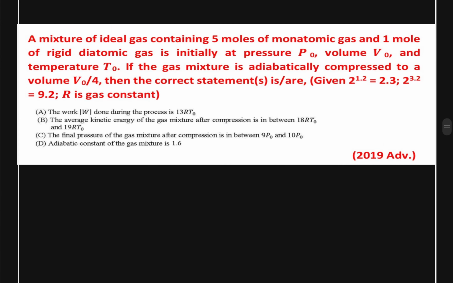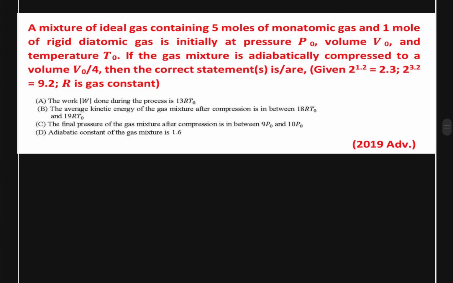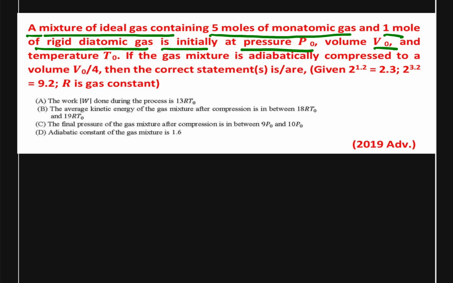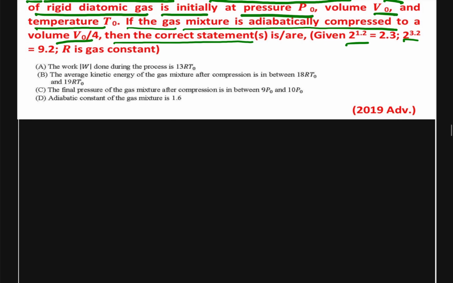It states that a mixture of ideal gas containing 5 moles of monoatomic gas and 1 mole of rigid diatomic gas is initially at pressure P0, volume V0, and temperature T0. If the gas mixture is adiabatically compressed to a volume V0 by 4, then the correct statements are these. The 2 and 3 raised power values are given to us, which we can use during the further process.